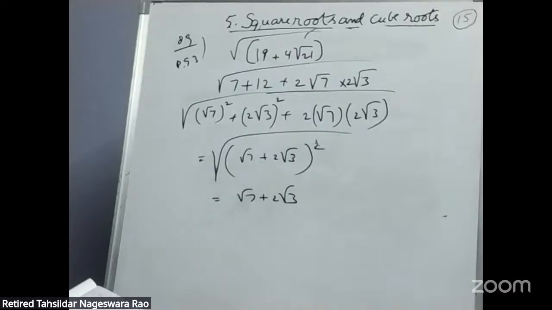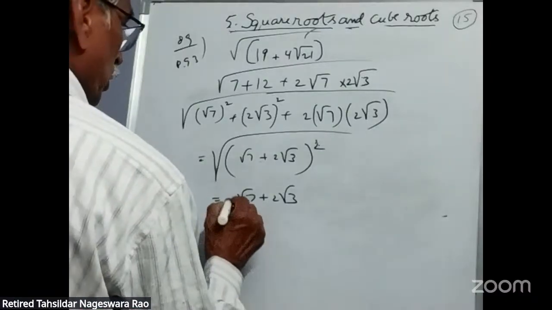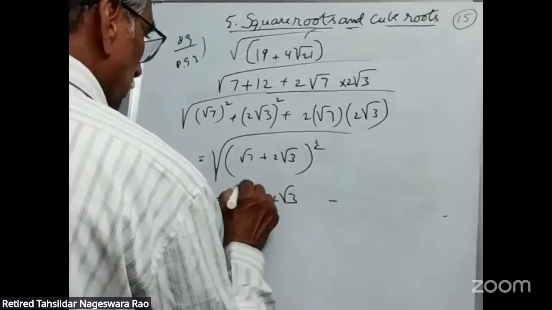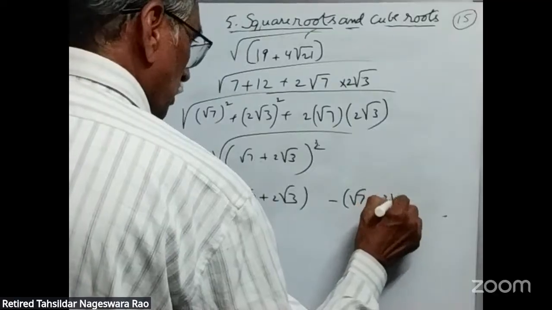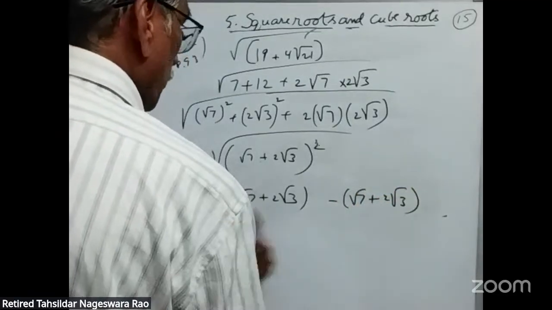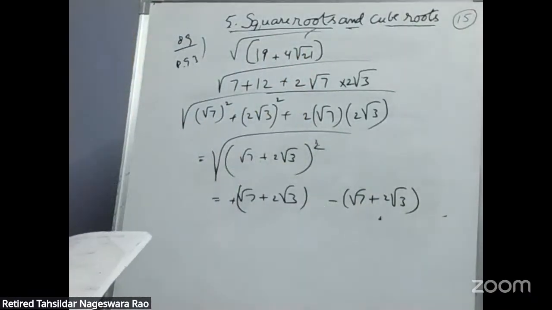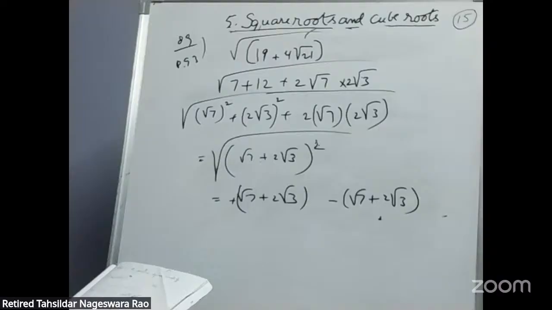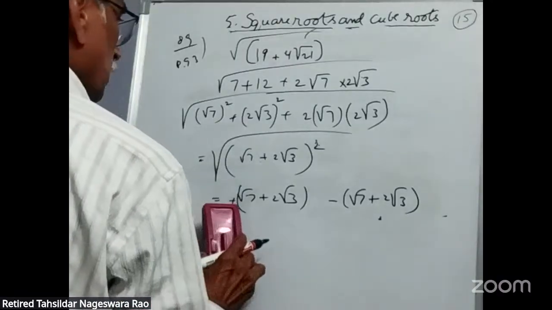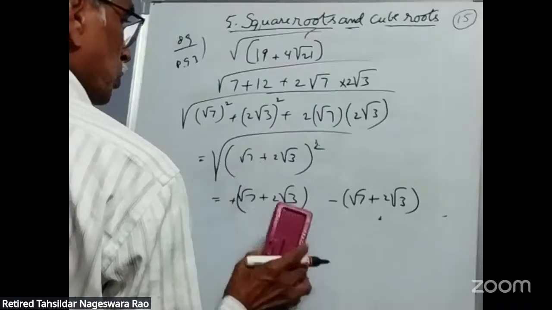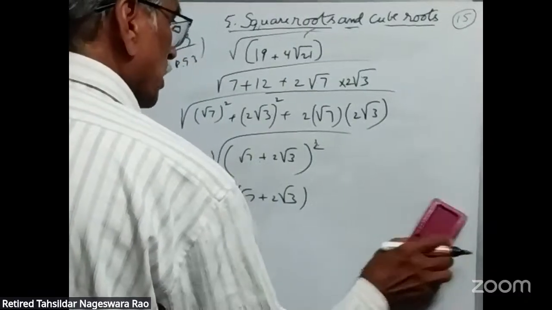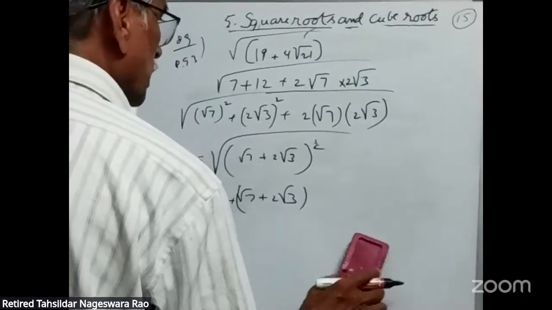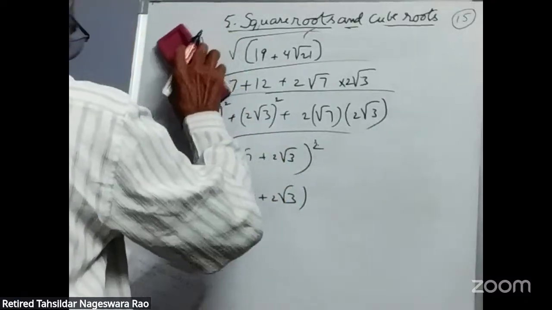One of the options is this one. This is actually the positive square root. The negative square root is also a possibility: minus of (√7 plus 2√3). The square of this will also give the same answer, but the question is asking for the positive square root, so we need not worry about the negative sign. The answer choice is also positive, this one. The negative answer you should not have selected. Next question.